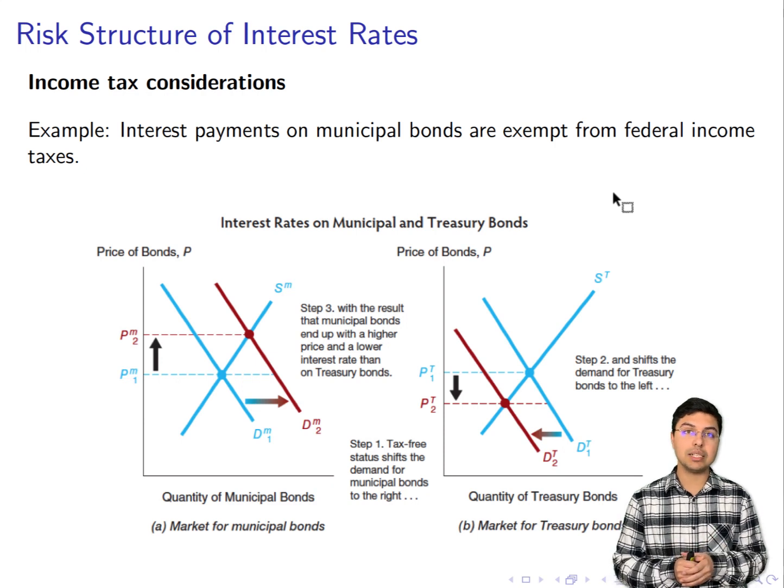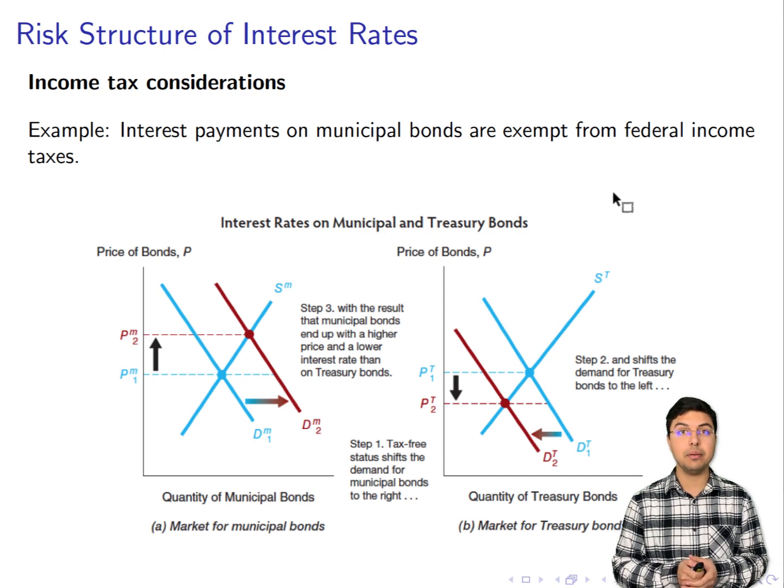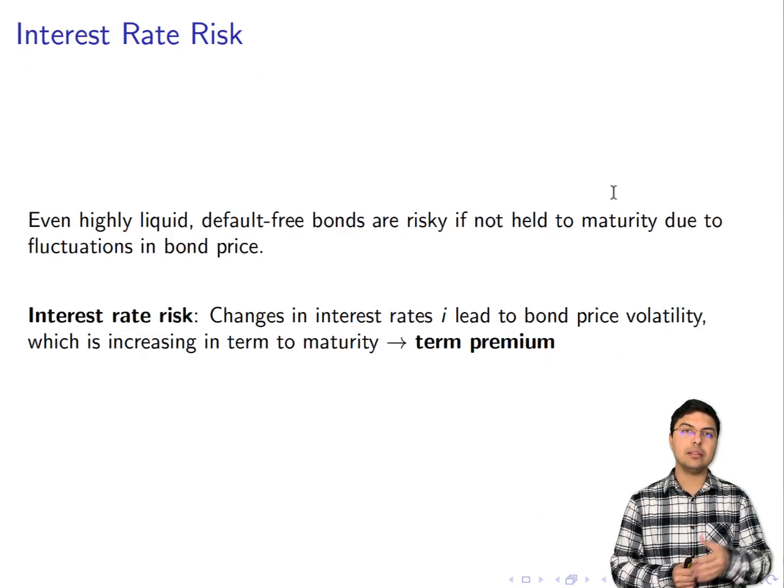And as we know from the asset market approach, this will decrease the demand for Treasury bonds. As a consequence, the equilibrium price of Treasury bonds decreases from P1T to P2T. And again, since prices and interest rates are negatively related to each other, this explains why interest rates on municipal bonds have been lower than the interest rates on Treasury bonds for most of the last 70 years in the US, okay? Hence, by now, we understand that risk, liquidity, and tax considerations are the key factors that dictate the risk structure of interest rates, correct?